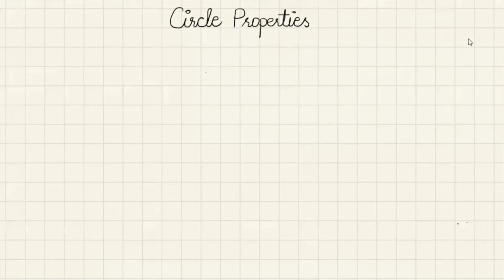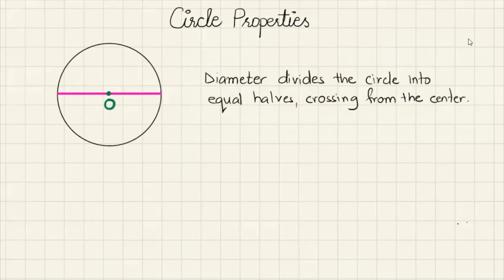Hello everyone. In this video, we will be learning circle properties. So before we move on to the properties, let's learn a few concepts. The first one is of a diameter. A diameter is a line that divides the circle into equal halves crossing from the center.